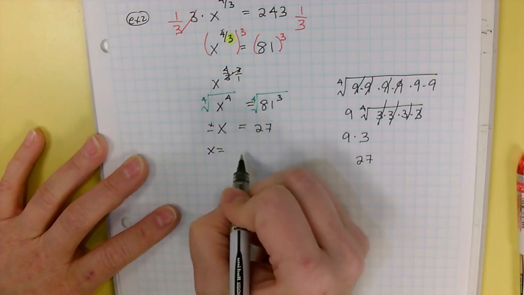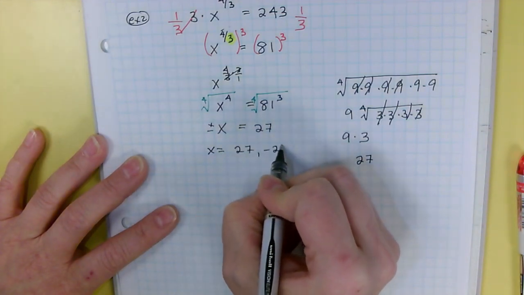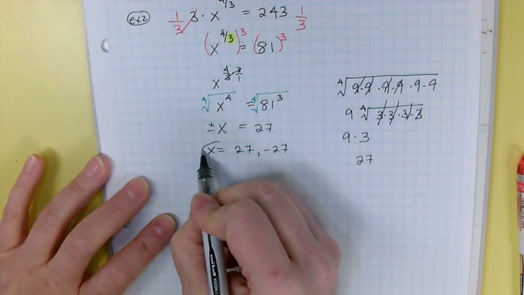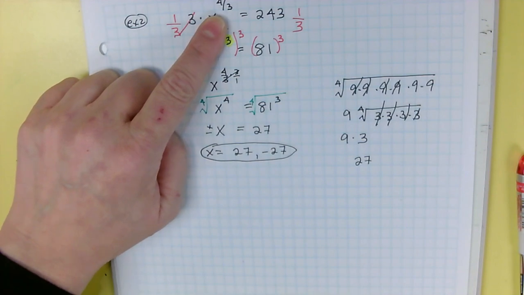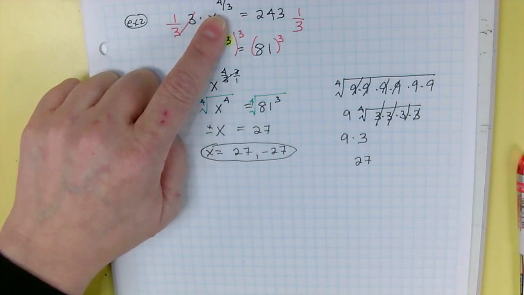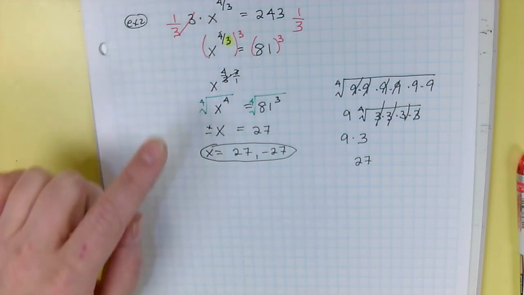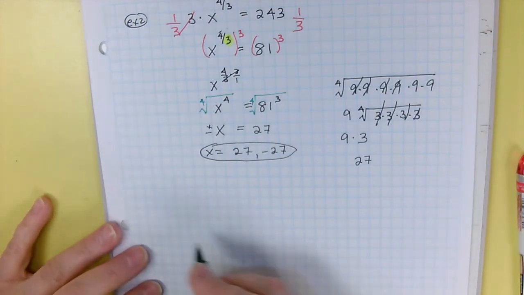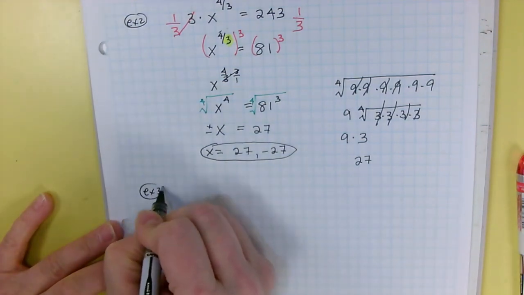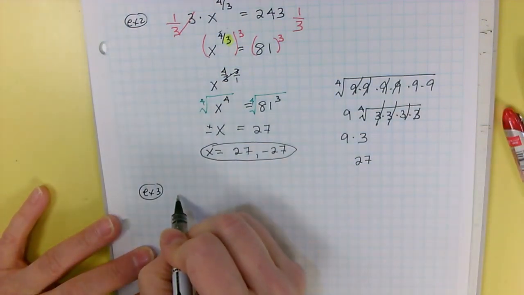So x equals 27 and negative 27. Now the question is, is that negative going to be a problem? But it isn't, because the index was odd, and you can have negative numbers under an odd index. So this one has 2 answers. They are both legitimate. All right, example 3, double radicals.